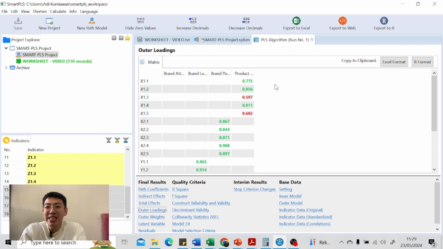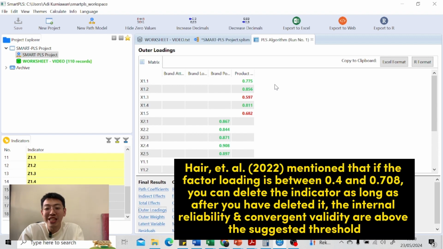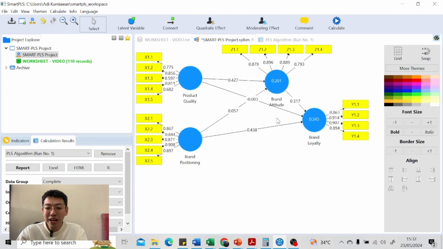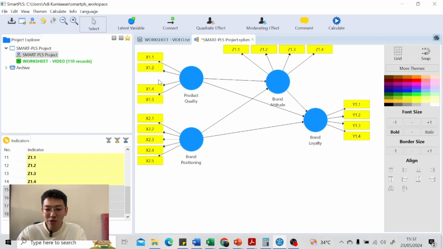The easiest way is to just delete the indicator. However, Hair et al. 2022 mentioned that if your factor loading is between 0.4 and 0.708, you can delete the indicator as long as, after you delete it, the internal reliability and also the convergent validity are above the suggested threshold values. To make it simple, just delete X1.3 and X1.5. So we go back to the model and delete X1.3 and also X1.5. You can align it left again to make it more aligned.